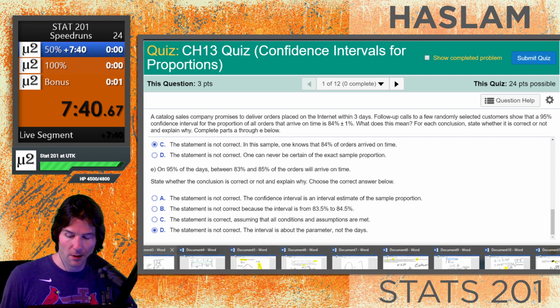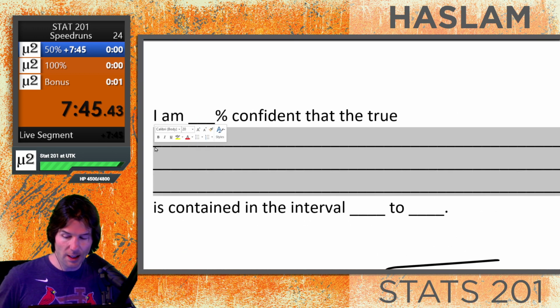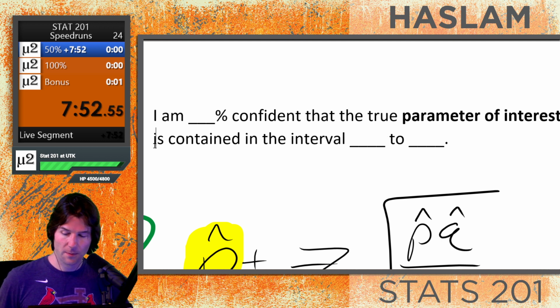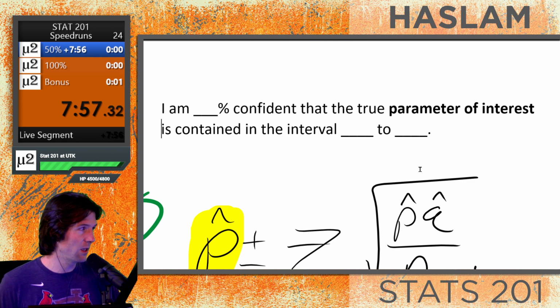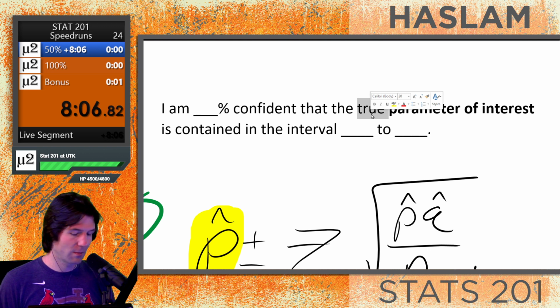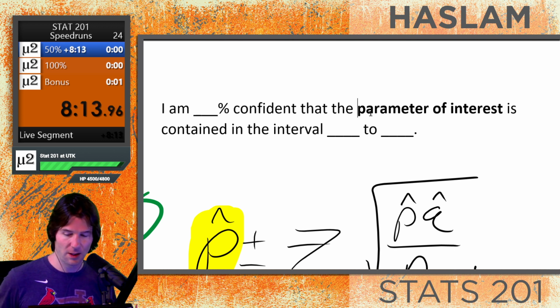If it helps you out, when we do this saying right here, what goes inside of here is the parameter of interest. We always say, I am blank % confident that the true blank is contained in the interval blank to blank. The true parameter of interest. True is kind of redundant at this point because the parameter of interest is the truth. I like to say true, but the parameter of interest is the truth. And so by saying the population proportion of this, that is also truth.